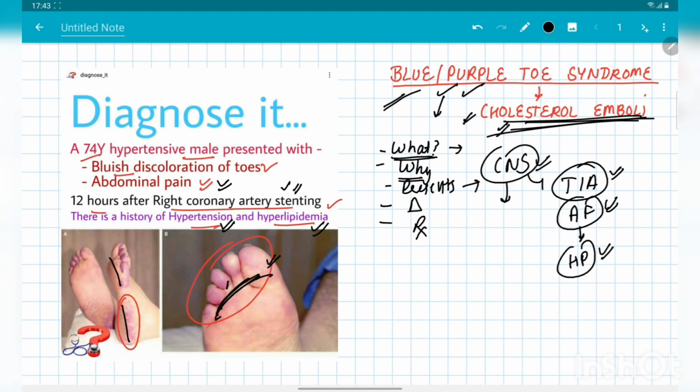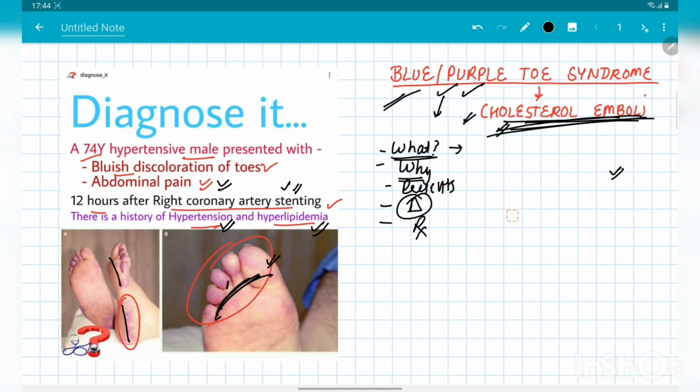And in the CNS part, sometimes the feature of spinal cord infarct, like the development of paresthesia and paraplegia, may also be a presenting feature of this cholesterol embolization. Now, in the diagnosis part, let me tell you there is no specific test for the diagnosis, but the only thing to confirm the diagnosis is the biopsy.